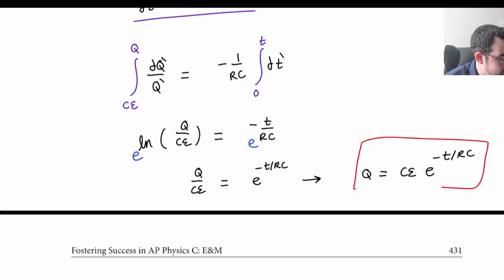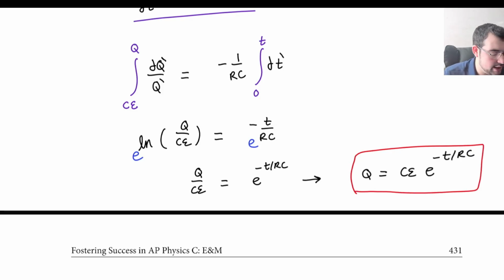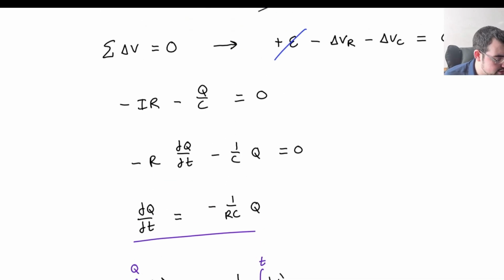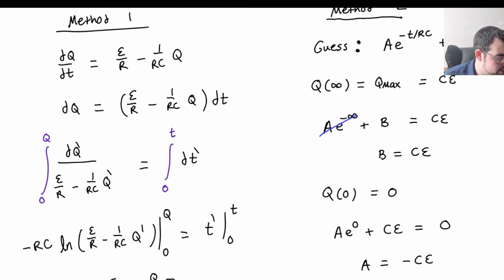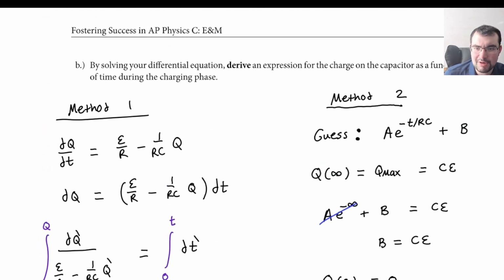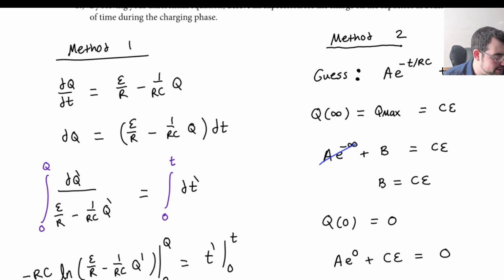Now, if you used method 2 on this, I feel like we don't need to go through it. It's pretty straightforward, actually. If you use method 2, it's the same idea. You just plug in your two initial conditions. So you'll still have the same guess that it's A times e to the negative t over RC plus B. You'll just see that B equals 0 when you plug in because Q of infinity is 0, fully discharged. And you'll see that A is C epsilon because Q naught is C times epsilon.